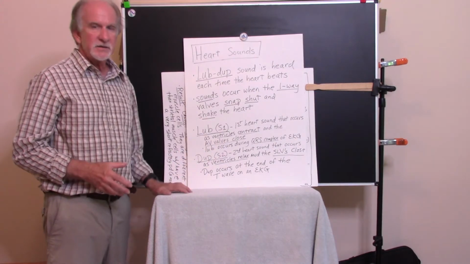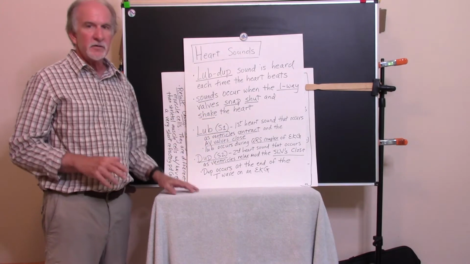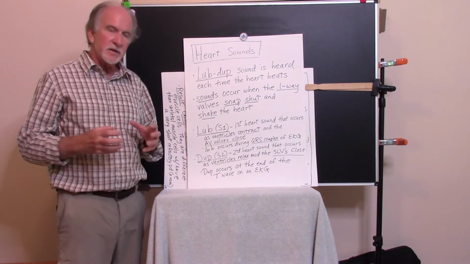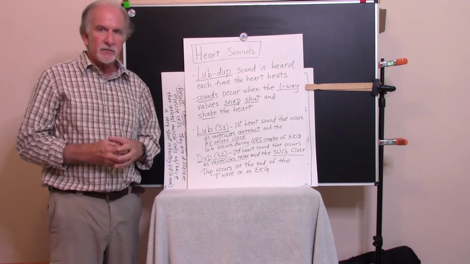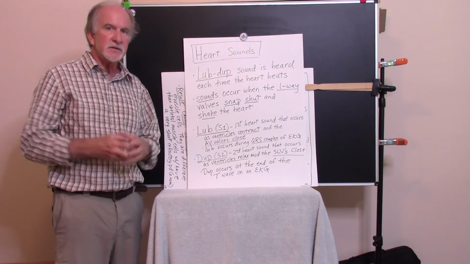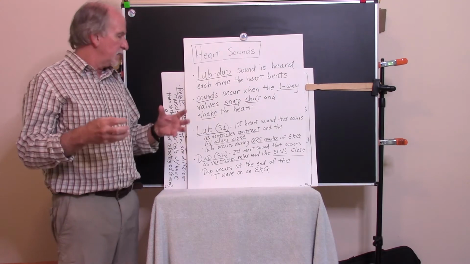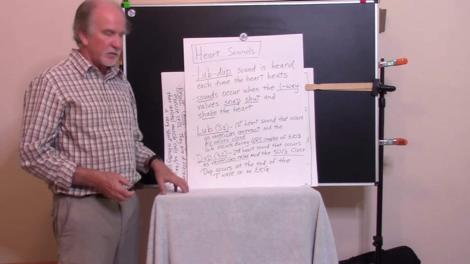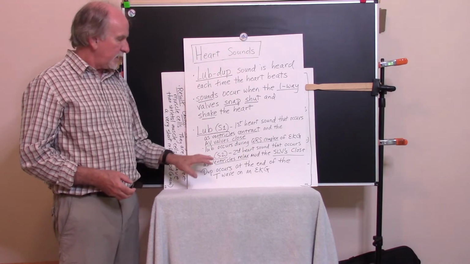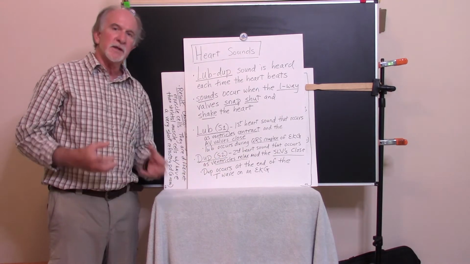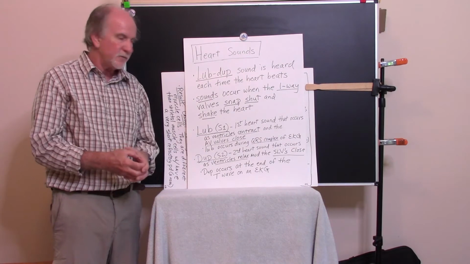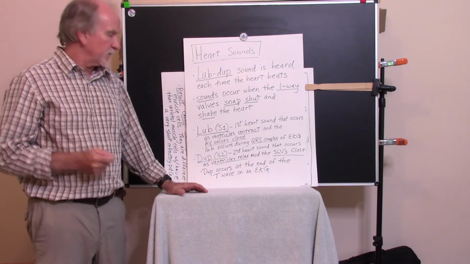The lub sound is also known as S1, or the first heart sound, and it occurs as the ventricles contract and the AV valves snap shut. When the AV valves snap shut, the heart shakes and makes a sound. The second heart sound is the dup, or S2, and it occurs when the ventricles relax and the semilunar valves close. That causes the heart to shake and create the second heart sound.